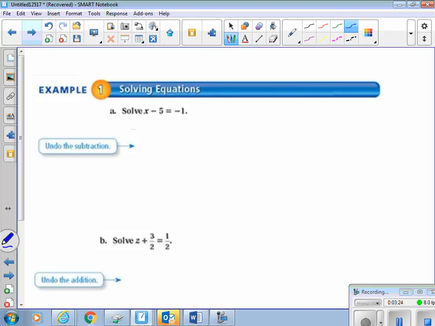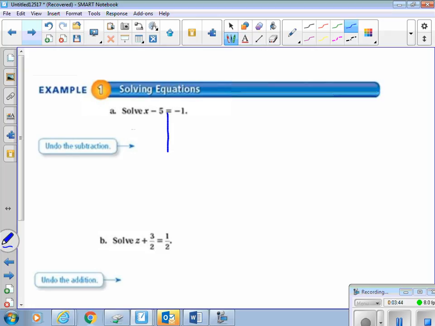How am I going to get x by itself? In order to get x by itself, I need to remove that minus 5. And whatever I do to one side of the equation, I need to do to the other side as well to keep it even. Just like how they subtracted C from one side, they also had to subtract C from the other side when we were looking at the key idea.